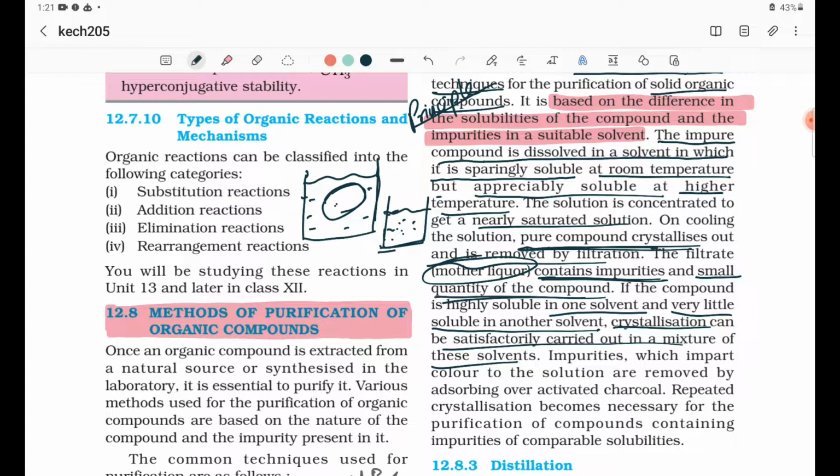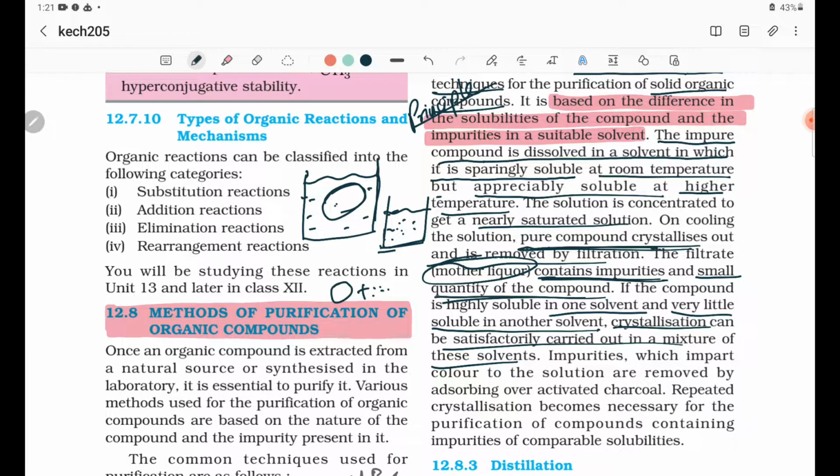Now see, the pure compound is there, and the impurities are there. They are saying the pure compound is highly soluble in one solvent and very little soluble in another solvent. So by mixture, I am taking both the solvents.